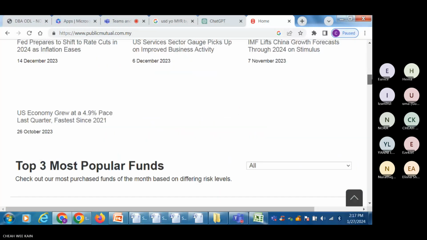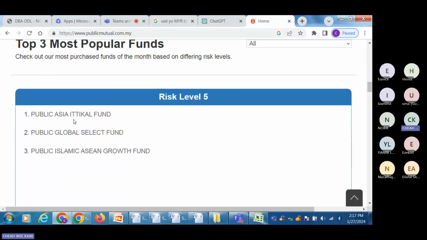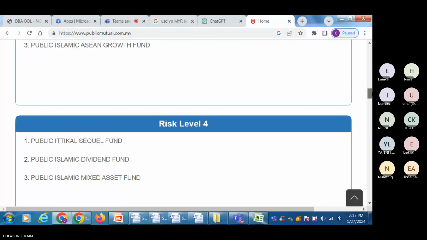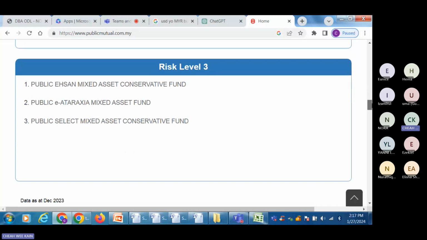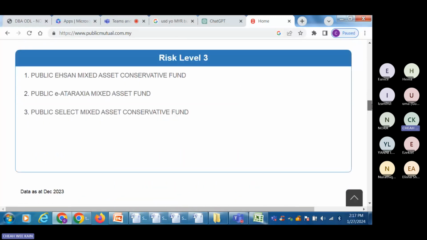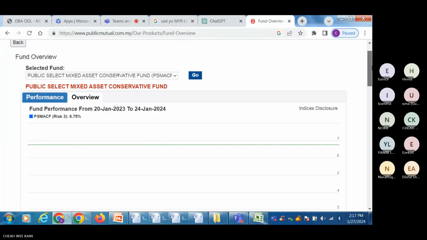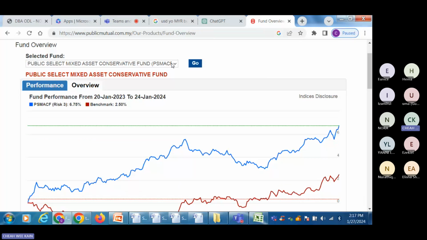Fund prices, any type. Three most popular funds: Public Asia Ittikal Fund, Public Global Select Fund, Public Islamic ASEAN Growth Fund. Risk level 5, risk level 4, Secure Fund, Dividend Fund, risk level 3, Public Asian Mixed Asset Fund, and so forth. Okay, so the higher the risk, the higher the return. So if you have very low risk tolerance, you don't want to take risk, right? So maybe you can buy this type of fund. There are so many of them.